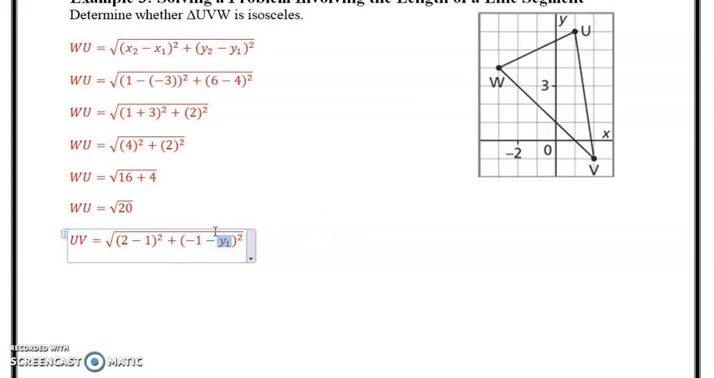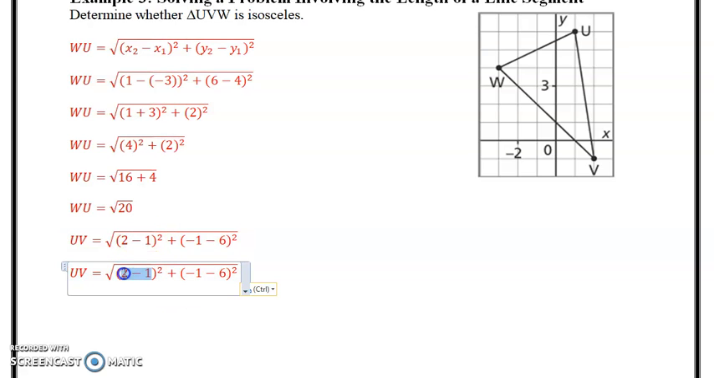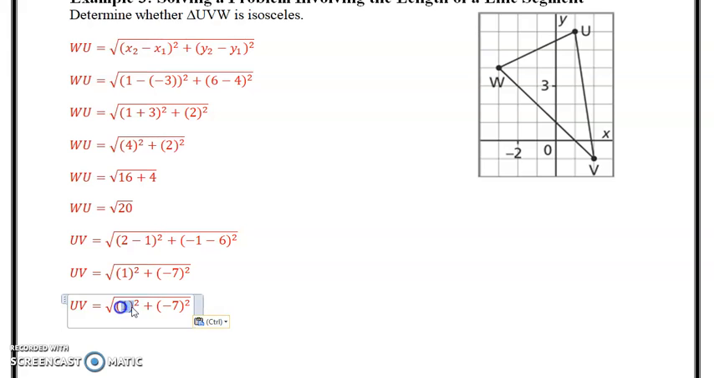So some of you are probably looking at it and saying, oh, this looks like the Pythagorean theorem. Essentially, that's exactly what you're doing, and you're taking the square root. The formula is just the Pythagorean theorem, already taking the square root of both sides. You've really done this in the past. Okay? And then we get 1 squared is 1. Negative 7 squared is 49. So UV is the square root of 50, and you can leave that as square root of 50.